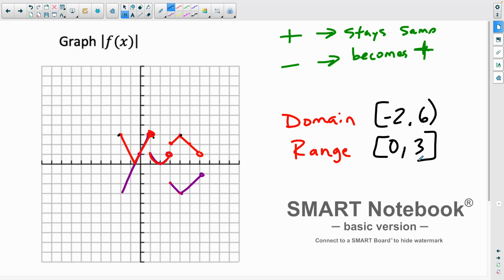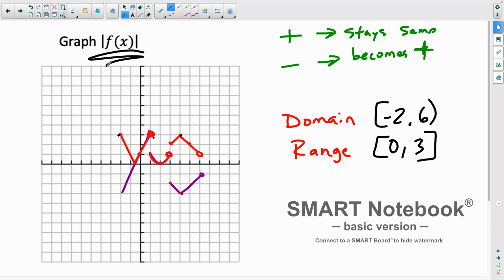Okay? Now, what's true about the range if I were to match it up here? How do I know my range is correct? Or what would be a good check? Say again? It's not negative. I don't have any negative numbers, correct? So I know if I'm taking the absolute value of this, all my y's should be positive, which kind of confirms that. Good?